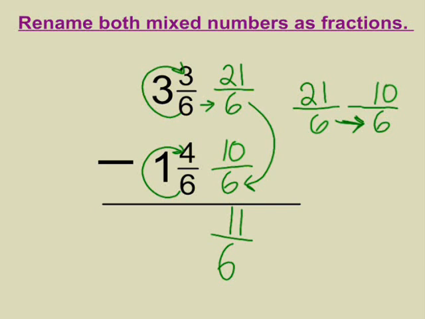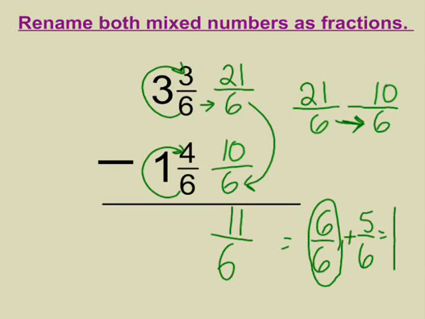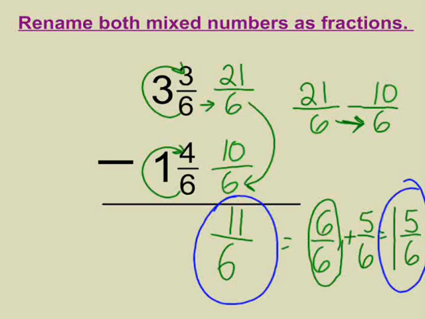I can also change that again. So I can think of it like this. 6, 6 is a whole, and I would have 5, 6 left. This would be my 1 whole, so my answer would be 1 and 5/6. So 3 and 3/6 minus 1 and 4/6 equals 11/6. Let me circle that one. 11/6, or I could say it equals 1 and 5/6.